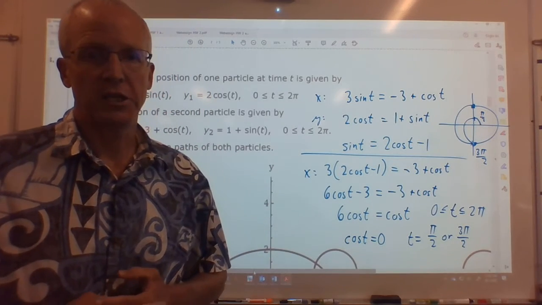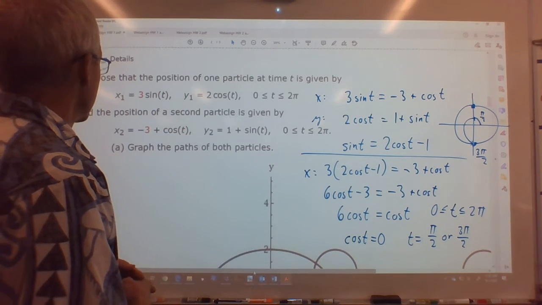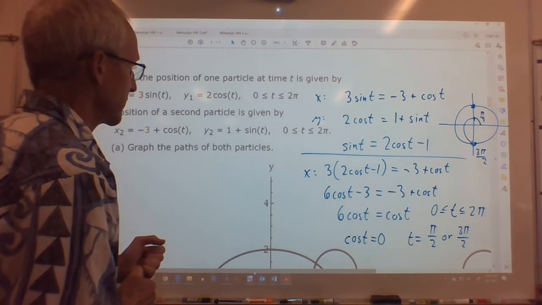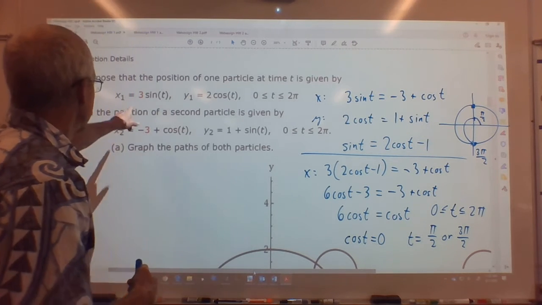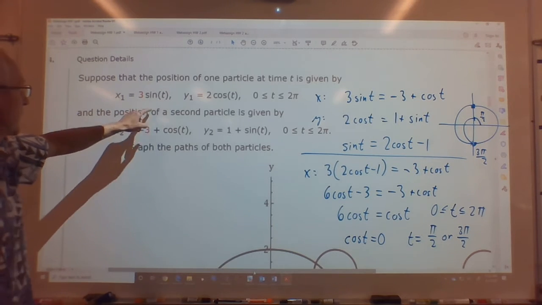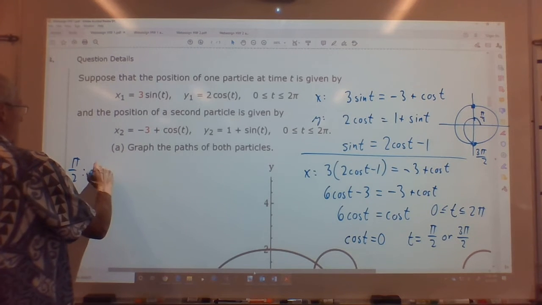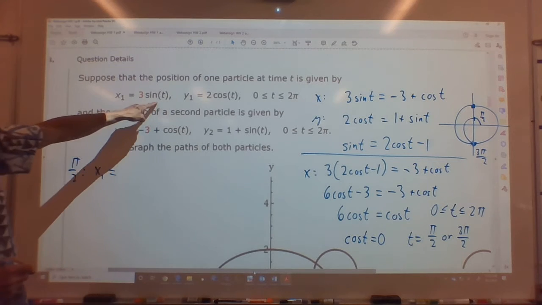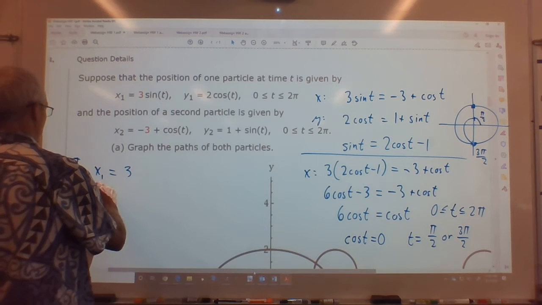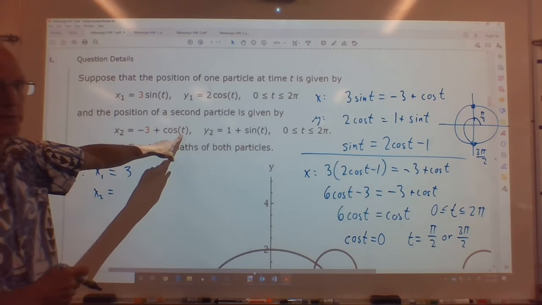Now we check and make sure that they both work. Let's plug this into here. They have to have the same x's and y's. So let's try pi over 2. So x1 would be 3 sine of pi over 2, and sine of pi over 2 is 1. So x1 is 3. x2 is cosine of pi over 2, which is 0.